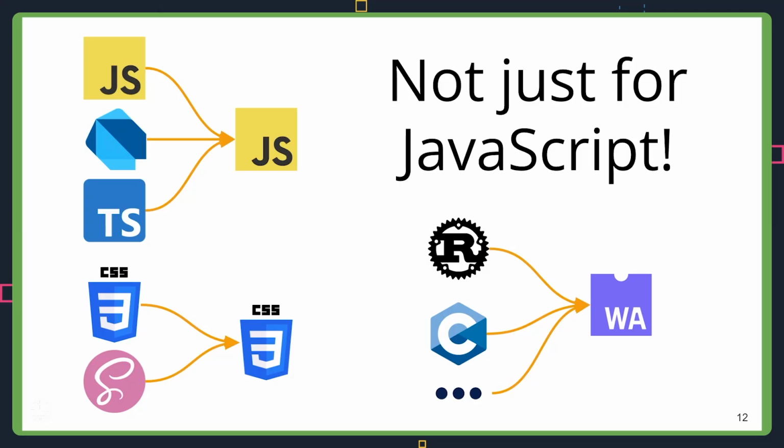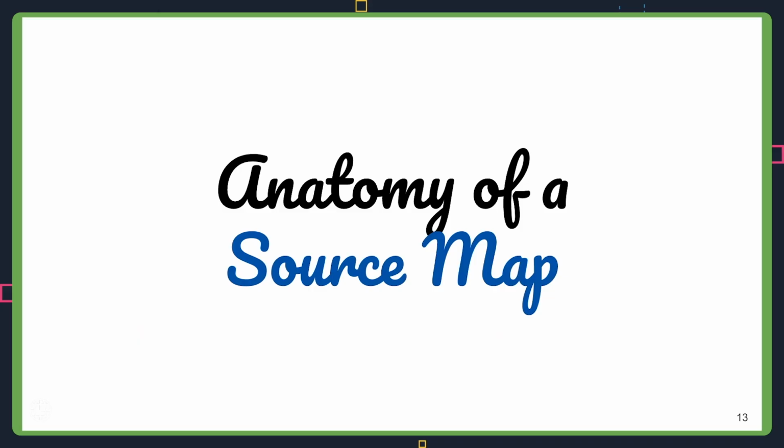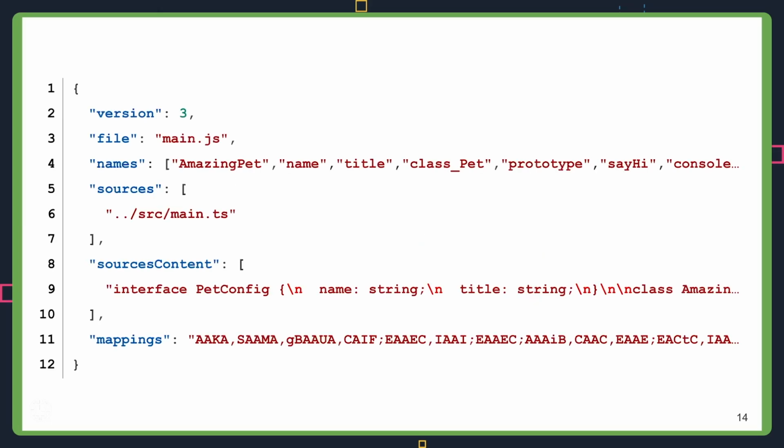So there are tools used in general on the web for whenever there is a transform step that changes our code. So what does a source map look like? Well, if you have ever seen that your bundler or your minifier is generating a something.js.map file and you opened it, you might have seen something like this.